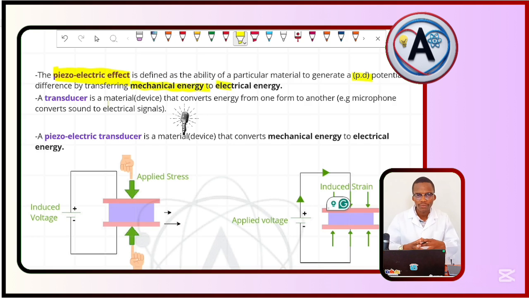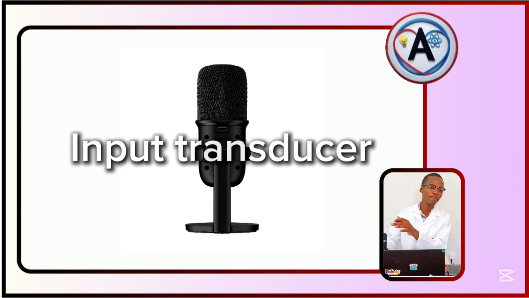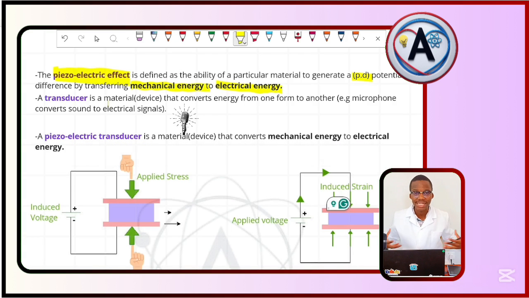That device which can convert energy from one form to another is known as a transducer. So I'm going to explain what a transducer is very quickly. A transducer is a material that converts energy from one form to another. Look at this microphone that I'm using to record these videos. This microphone, hello 1212, is an input transducer. It converts the sound waves from my voice into electrical pulses.